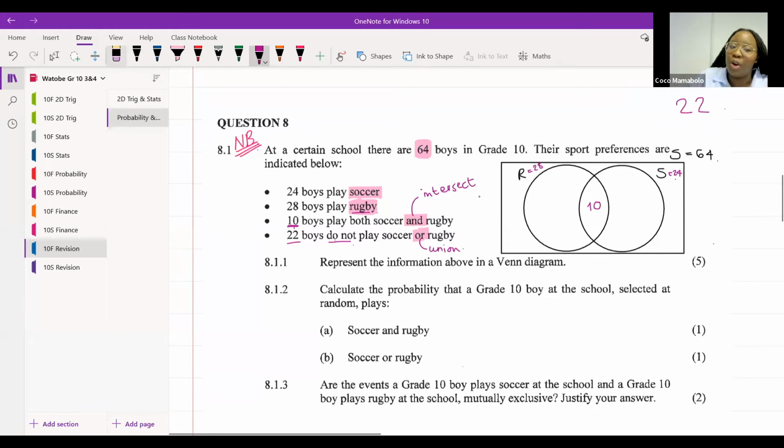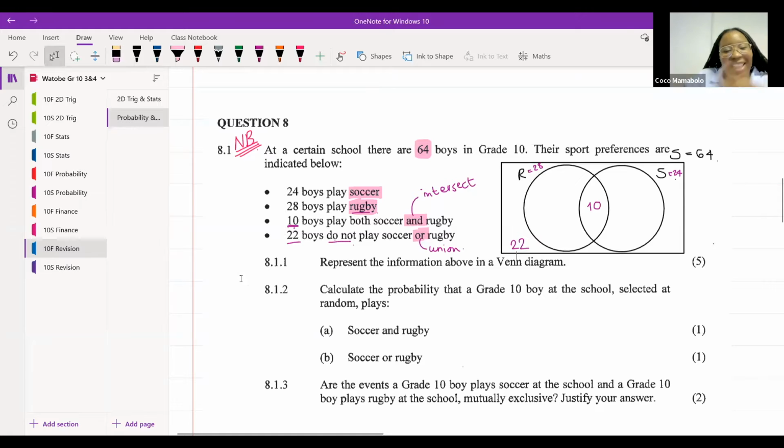Outside, no, Mfundo's like, no, that's not outside. Correct, in the box, but outside of the circles, correct. So here, 22 over here, outside of the circles, but in the sample space. Well done. That's it, Nicole.